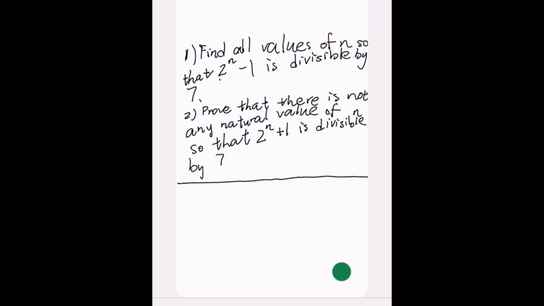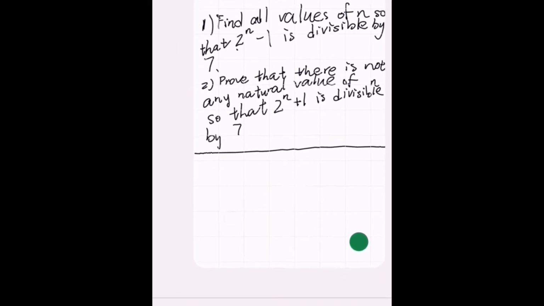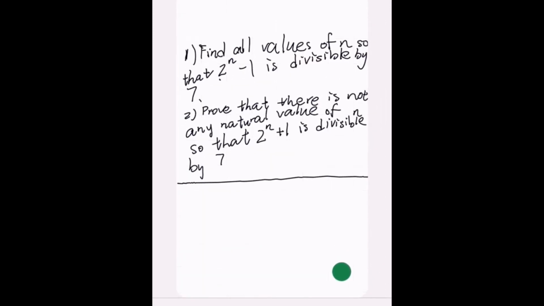Now, let's begin. Today, let's discuss an easier problem. First, find two values of n so that 2^n minus 1 is divisible by 7. So we can make this problem simpler. We can think that this problem is: find all values of n so that 2^n minus 1 is divisible by 7. I mean 2 to the power of n.